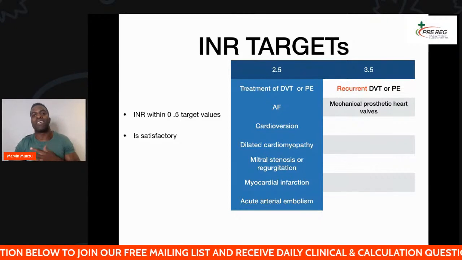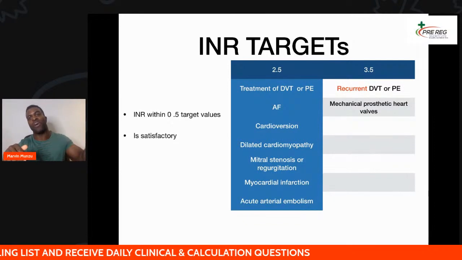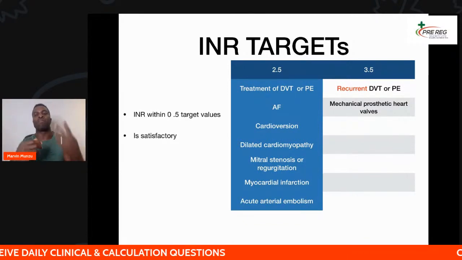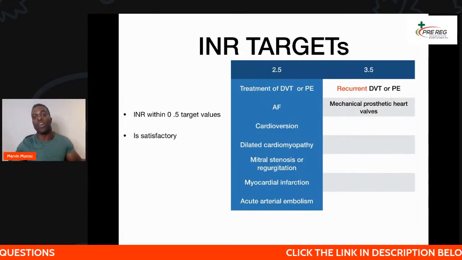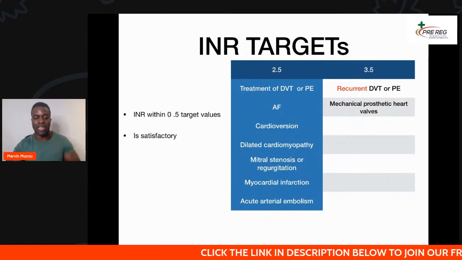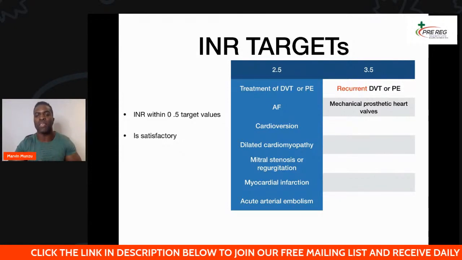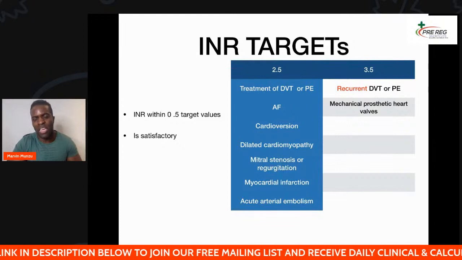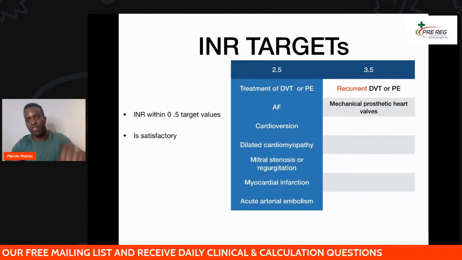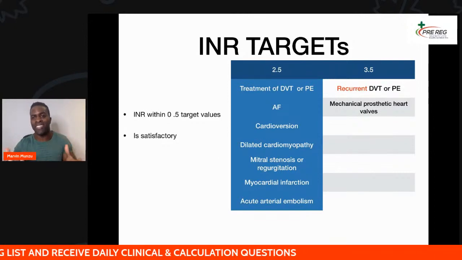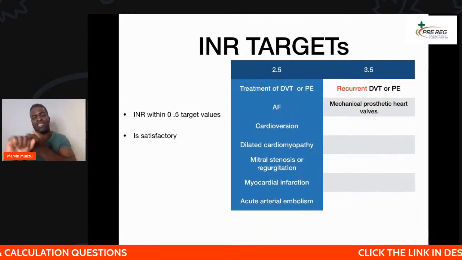The way I remember this stuff is 3.5, because if you learn 3.5, then everything else falls on that 2.5. So I just remember that DVT and PE recurrence, that's why that's in red. It's a very important word, and GPhC test you on that. If the DVT is recurrent, that means they have it all the time, they're having it again and again, and it's a recurrent DVT or PE, then it's 3.5. If it's just the first time DVT or PE, you're looking at 2.5. If it's recurrent, then it's 3.5. So 3.5 is easy to learn. I just learned the two things, recurrent DVT or PE, and I also learned mechanical prosthetic heart valve.